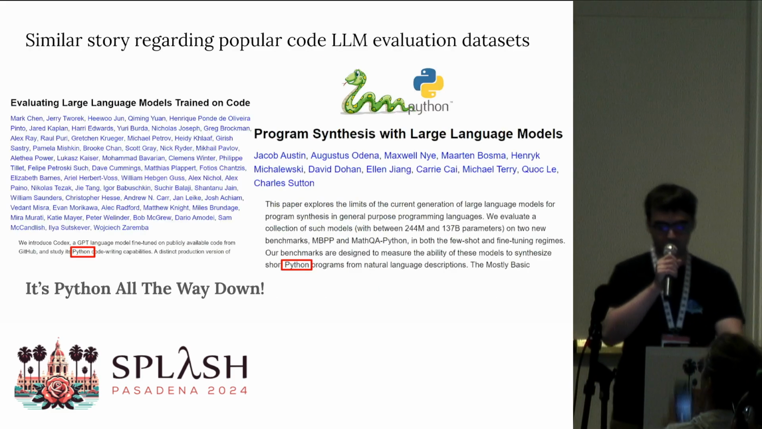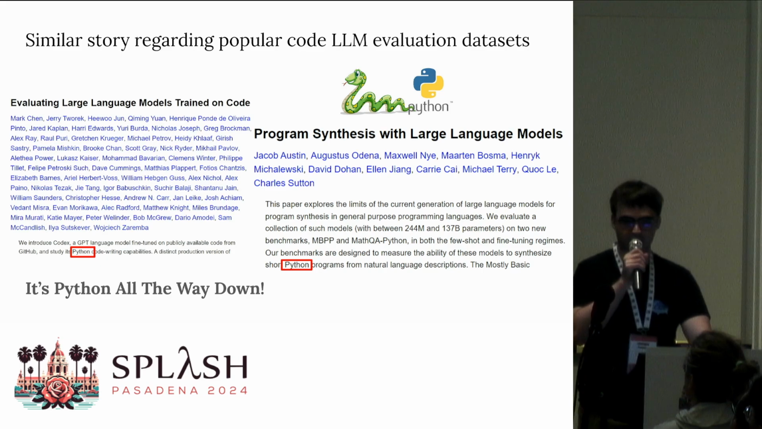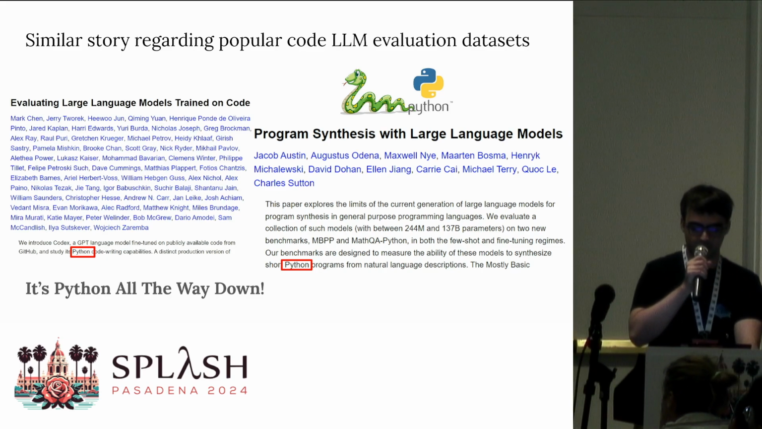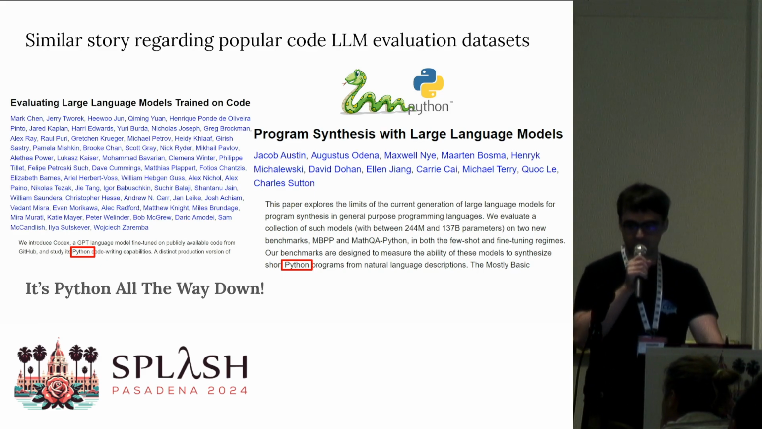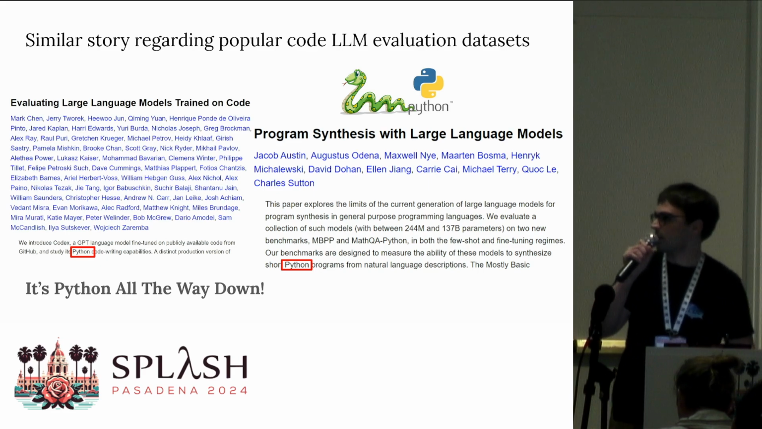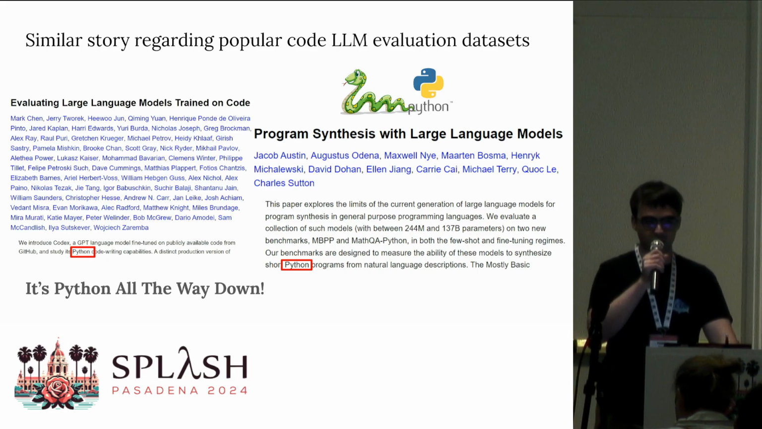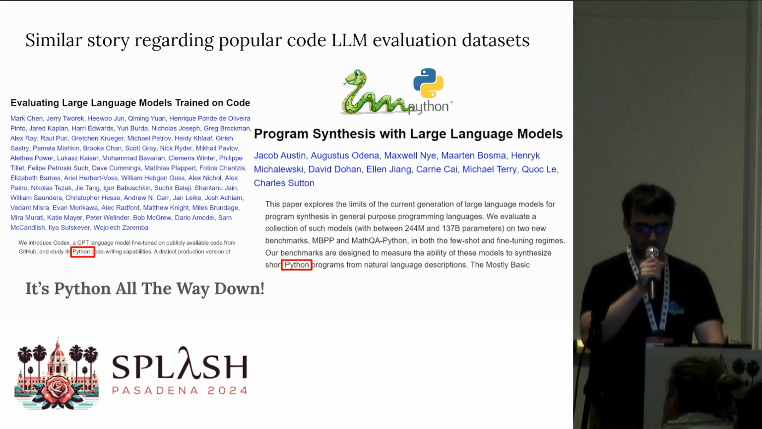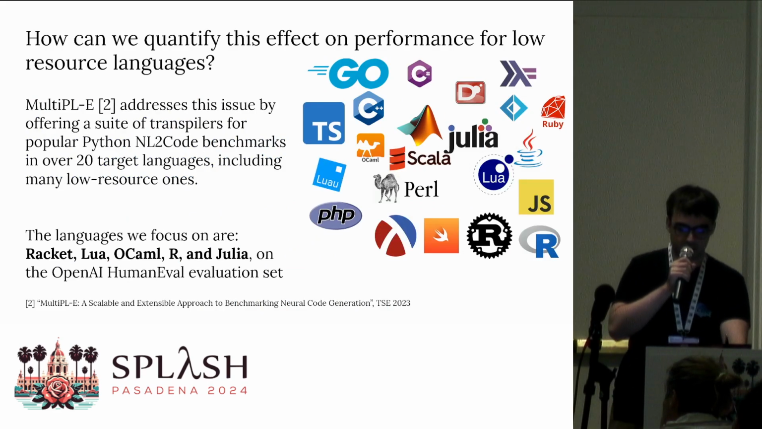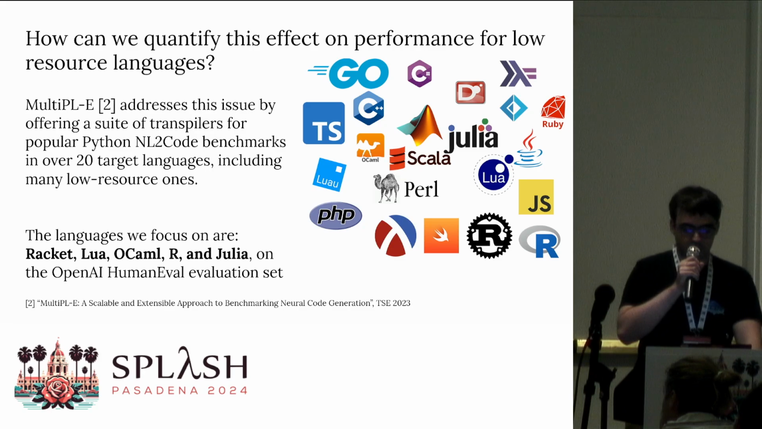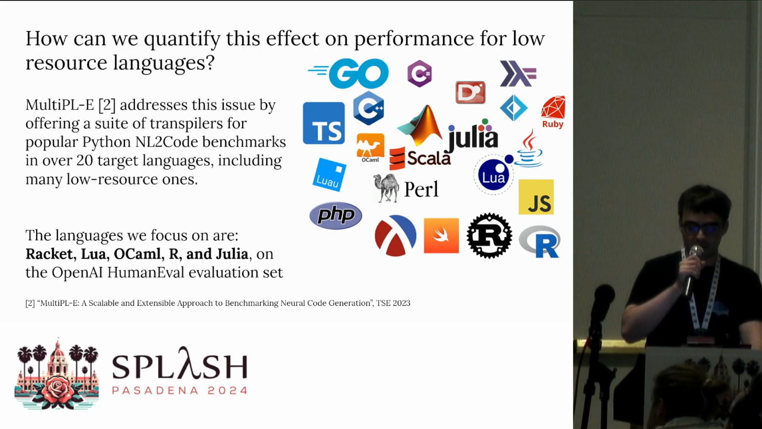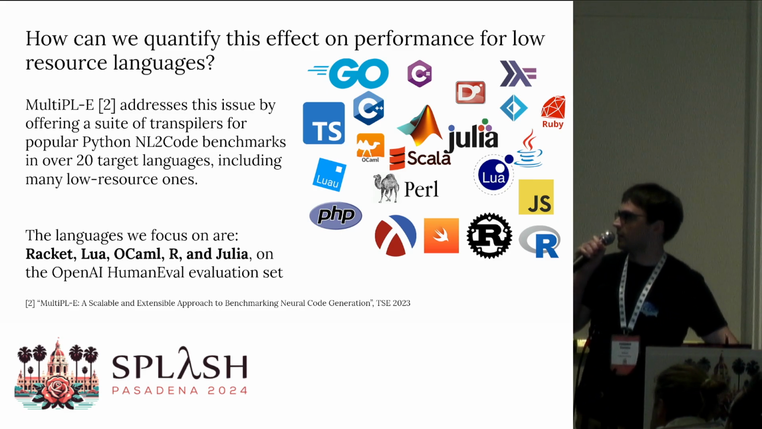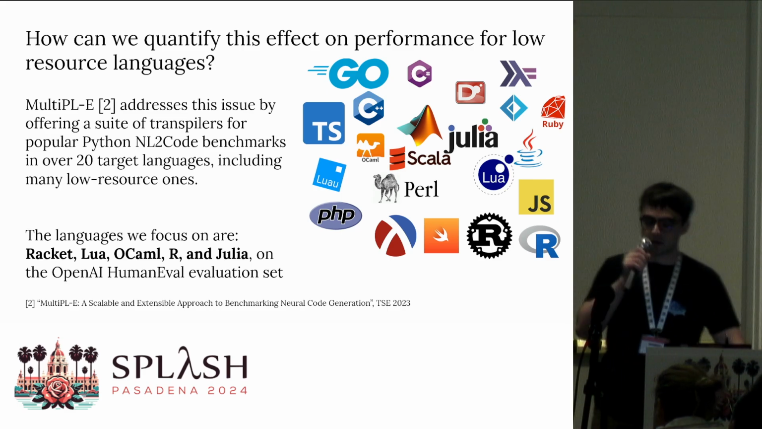Even worse, if we look at the benchmarks that have been published in academia for evaluating these models, they're all on Python, right? And so this exacerbates the problem, as we cannot really quantify how good these models are on different languages. So what we did a couple years ago is we released MultiPL-E, which solves this issue by offering a suite of transpilers for these Python benchmarks to our 20 target languages. And it's quite easy to add a new transpiler for your language if you feel like.